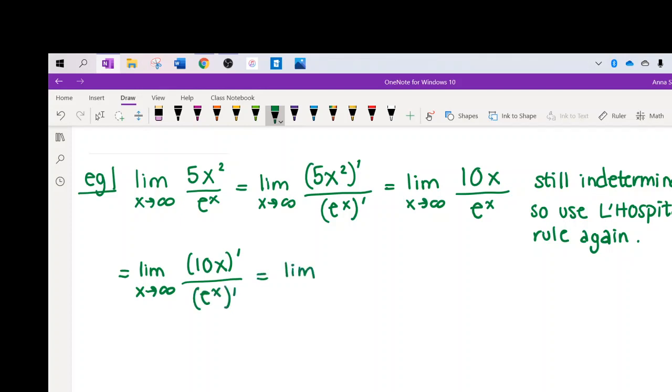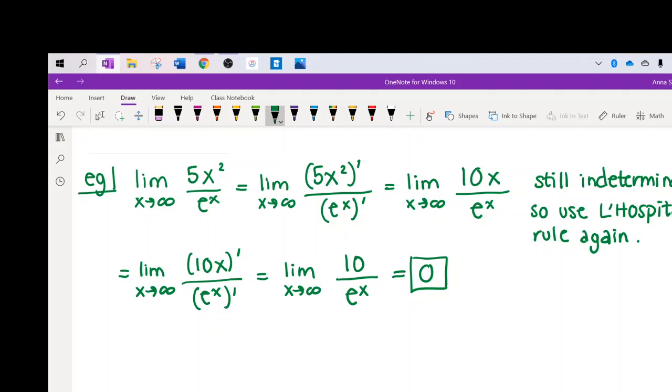And so now we're going to get 10 over e to the x. And so now we're in a situation that we discussed in yesterday's video, where if you have the numerator just being a number and the denominator is going to infinity, then you can conclude that your limit is 0. Because basically you're going to get these really tiny fractions, right? Like 10 over a billion is a really tiny fraction, really close to 0.